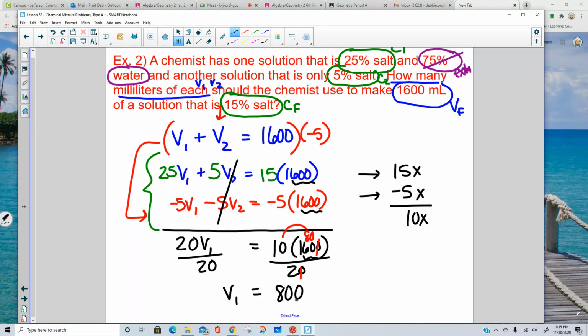And so should we go ahead and label that now? We need units, milliliters. And my first solution was the one that was 25% salt. So 800 milliliters of 25% salt. Great.